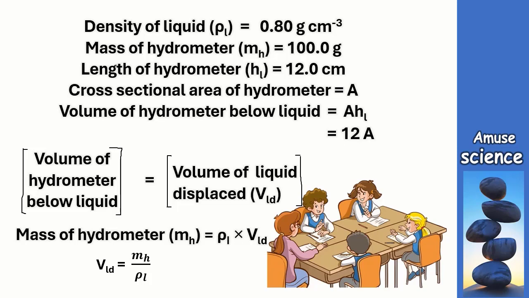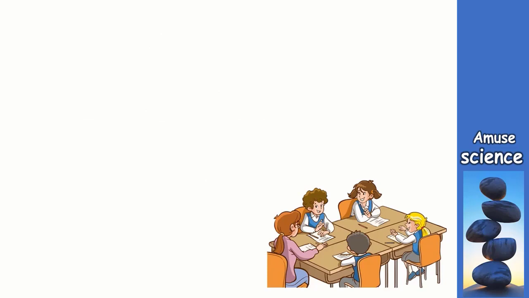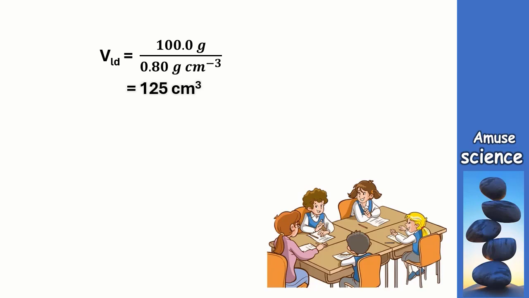Let's substitute in the values. We are going to get 100.0 grams divided by 0.80 grams per cubic centimeter. And when you compute this on our calculators, we are going to get 125 cubic centimeters. So this is the volume of the liquid displaced. And as already stated, this volume of the liquid displaced is equal to the volume of the hydrometer that is below the liquid's surface.